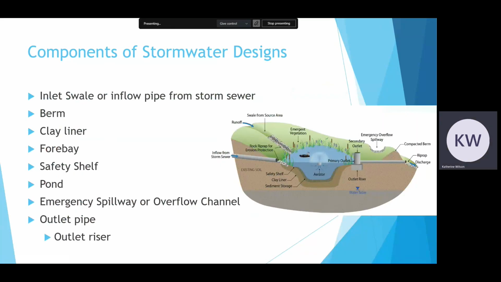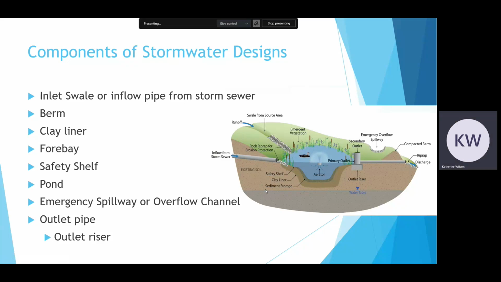A couple more components I'll quickly touch on. There's typically a berm around the stormwater pond, so the pond is in a depression. There's a clay liner at the bottom, and the clay liner is to make sure that water doesn't infiltrate, as the pond is designed to hold water, essentially having a permanent pool. A forebay is another component which isn't shown in this picture, but I will show it to you on the next graphic.